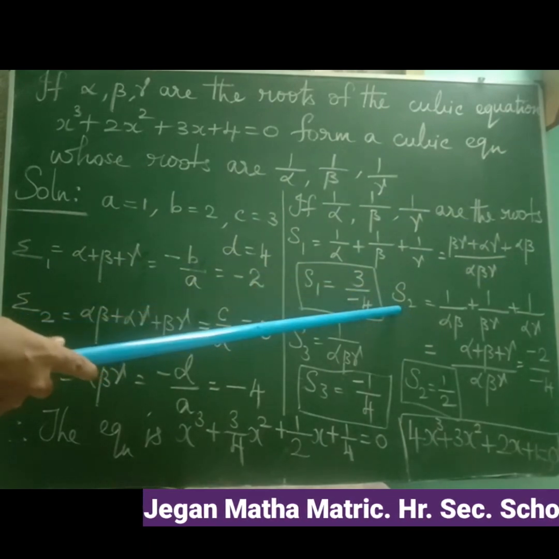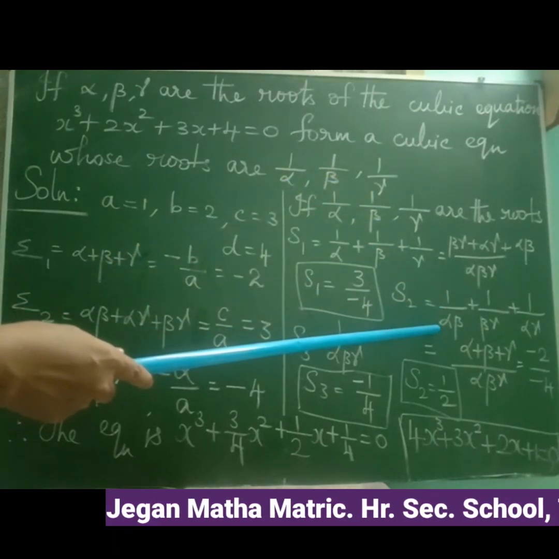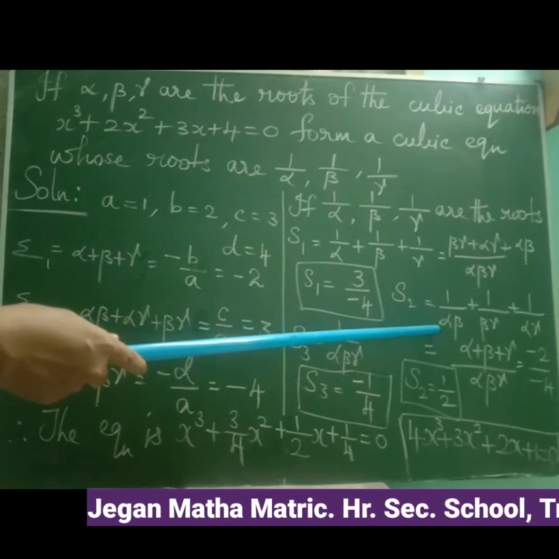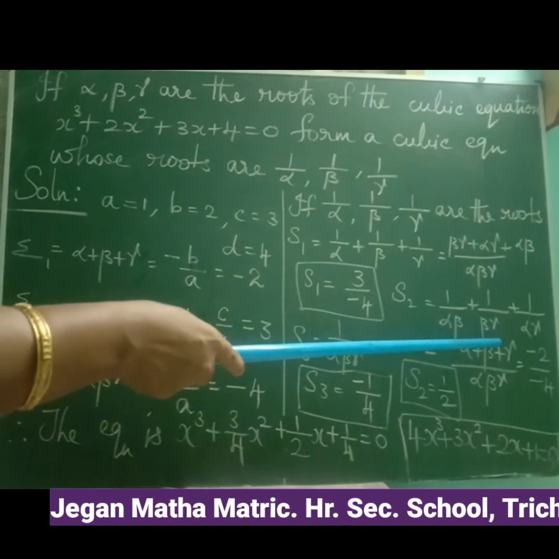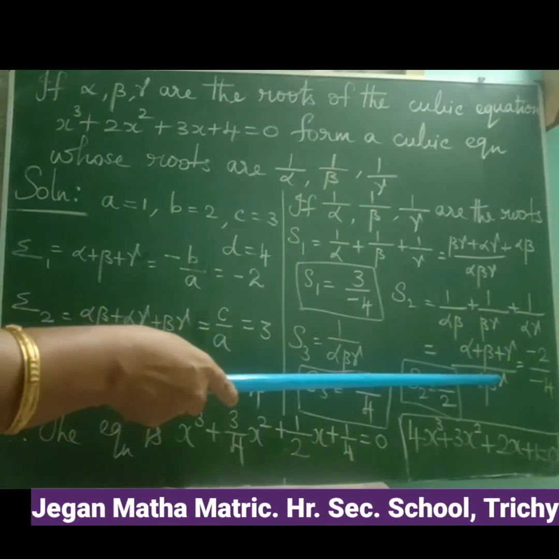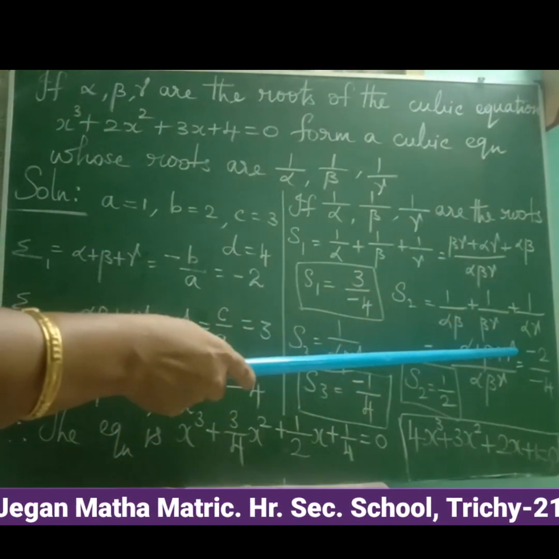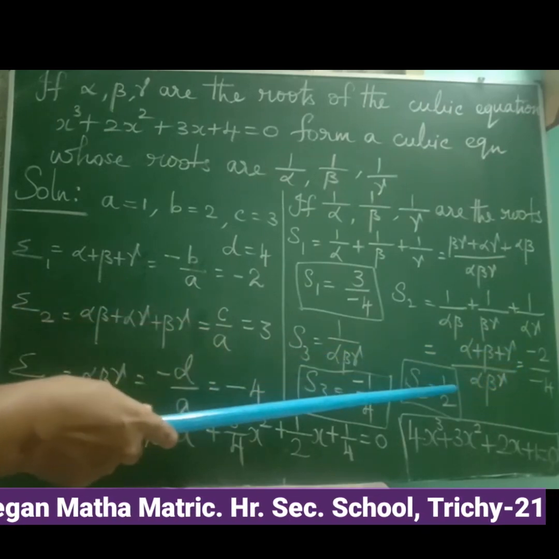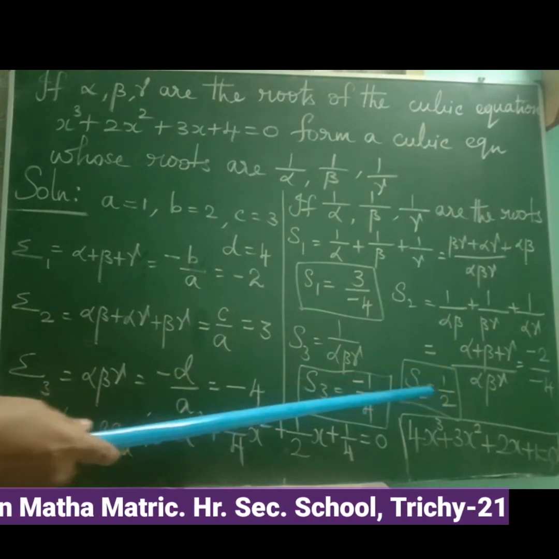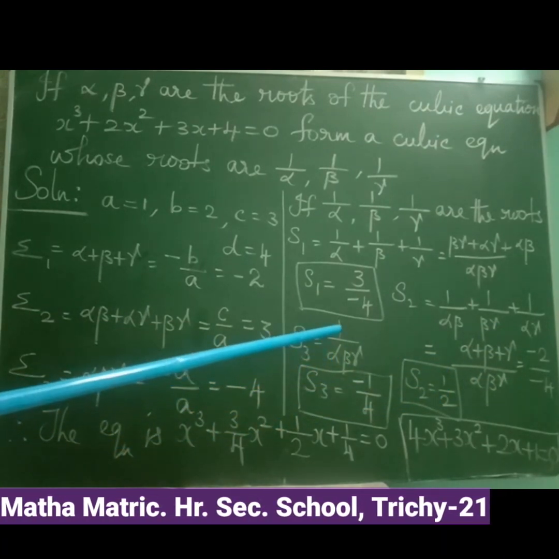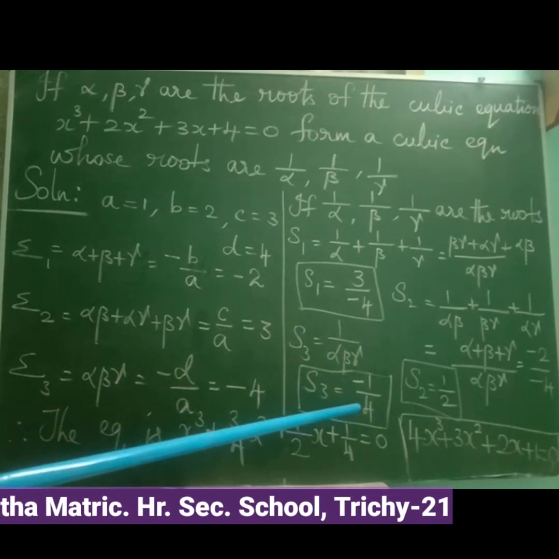Second sum S2, two factors combined together: 1 by alpha beta, 1 by beta gamma, 1 by alpha gamma. Here also, if we take the LCM, we get alpha plus beta plus gamma divided by alpha beta gamma. Substituting these two values, we get minus 2 by minus 4. Simplifying, S2 equal to 1 by 2. Third one, summation 3 is equal to 1 by alpha beta gamma. So S3 equal to minus 1 by 4.